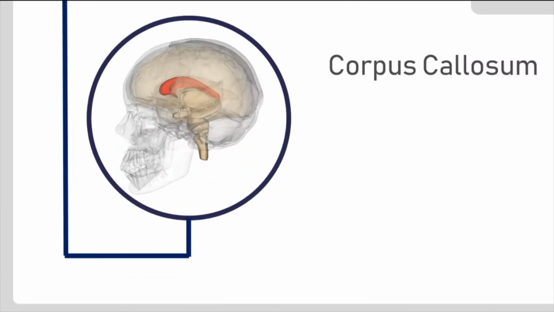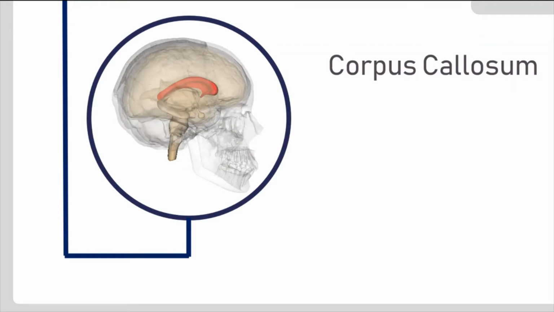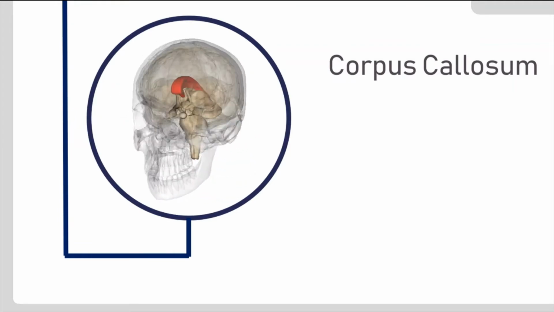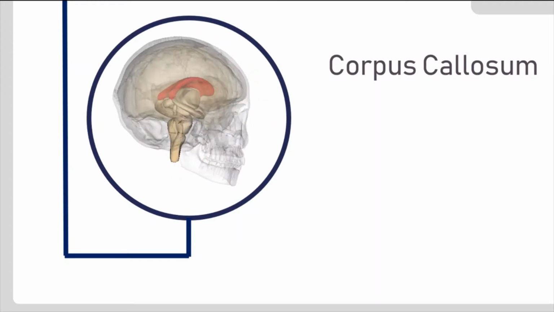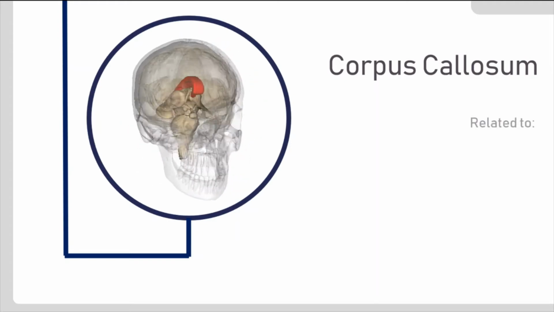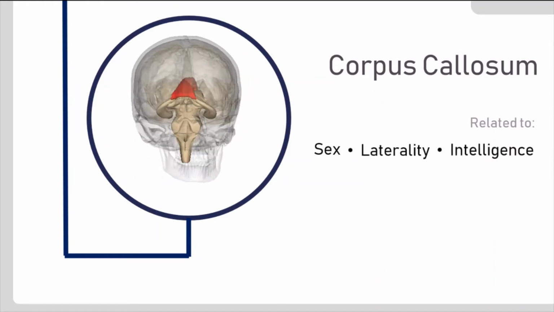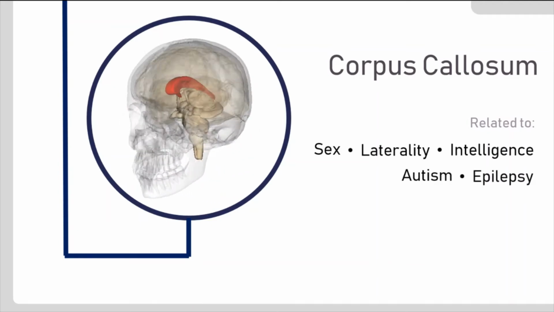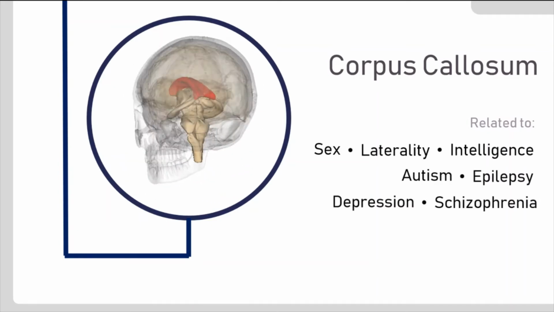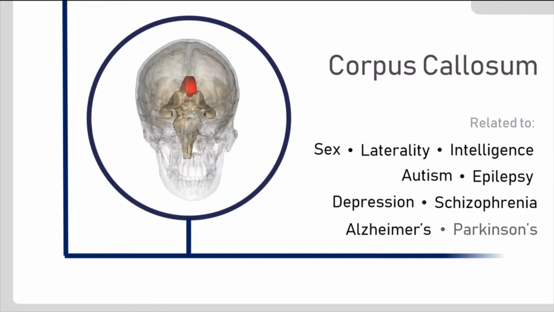The Corpus Callosum, or CC for short, is the greatest white matter structure in the human brain and connects both hemispheres. Its properties and characteristics have been extensively studied and related to sex, laterality, intelligence, as well as conditions such as autism, epilepsy, psychiatric diseases such as depression and schizophrenia, alongside degenerative diseases like Alzheimer's and Parkinson's disease.